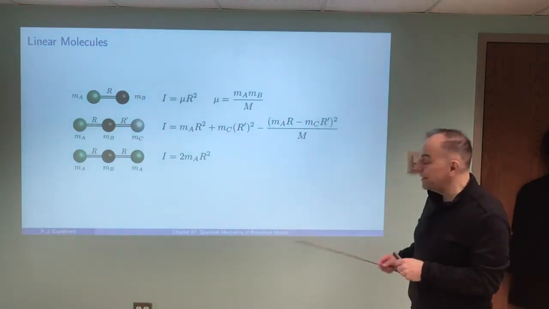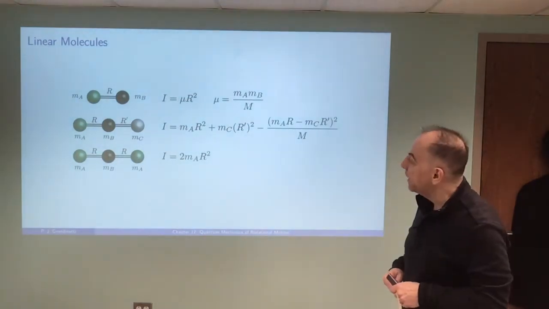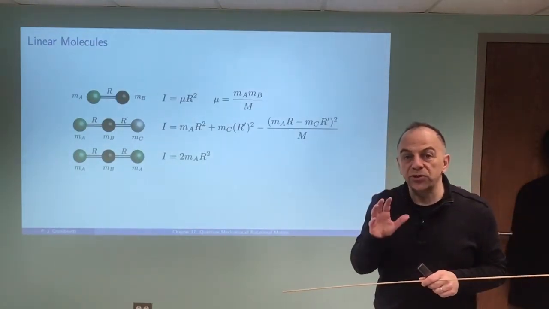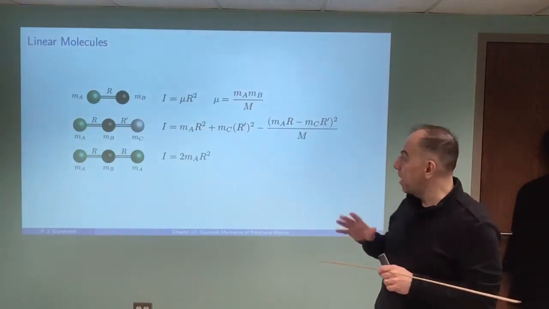In this video, we're going to continue Chapter 17 on the quantum mechanics of rotational motion. And now we're going to look at solutions to the Schrodinger equation for describing the rotation of linear molecules.